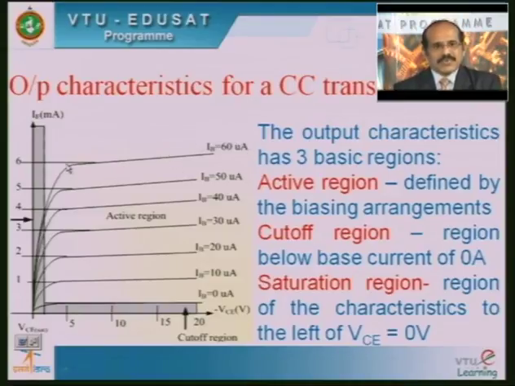At this point, the knee voltage, once again VCE is VCB plus VBE, and at this knee point VCB will be 0. Therefore, further decrease of VCE will forward bias the collector base junction, and therefore the emitter current becomes 0. So that is what you can note in this case.